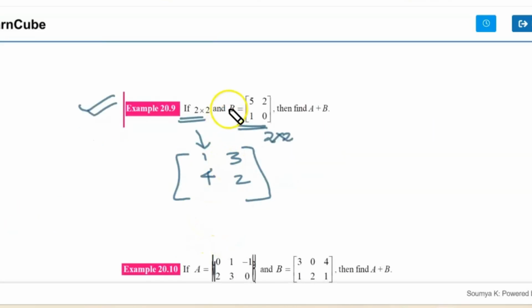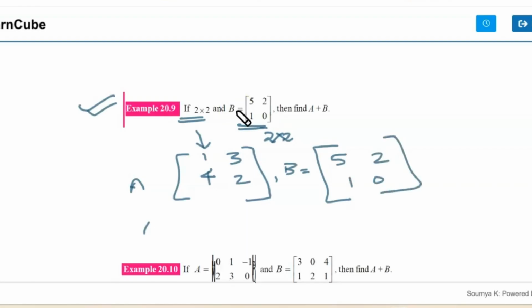Now you have to find the sum of matrices A and B. So what you have to do is take both the matrices A and B and add their corresponding elements. First check whether they are of the same order or not. Yes, both are 2 by 2 matrices and they can be added together. So when you add both of them, A plus B results in 1 plus 5 as the first element.